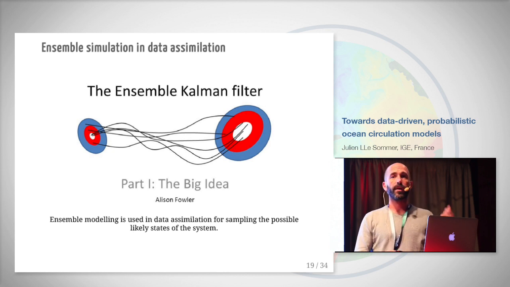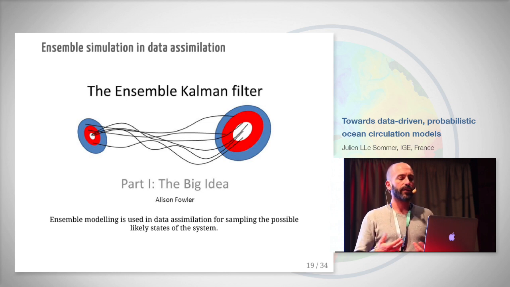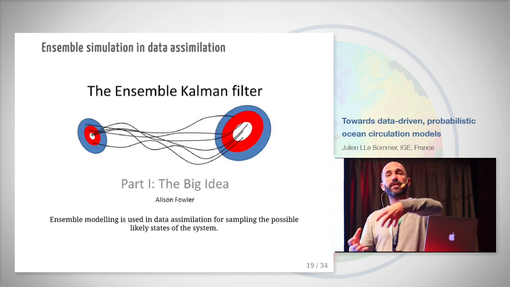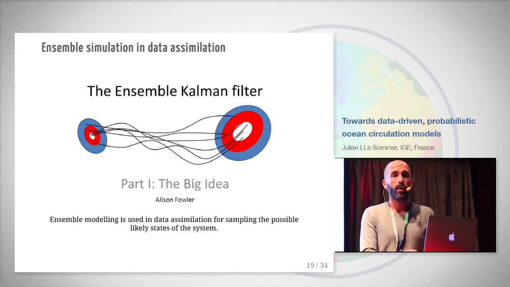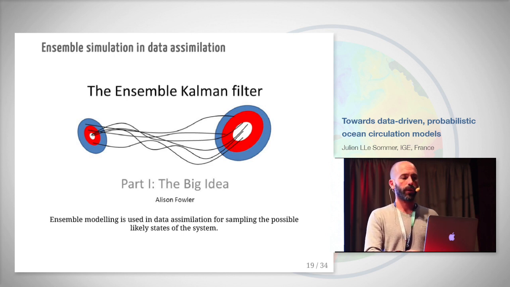PDF with the observations. Obviously, there are conditions for this to work, but basically the idea is that you're sampling the possible states of your system, given your observations and your uncertainties, with an ensemble of simulations. So you're sampling a PDF here. That's obvious to you, but that's not obvious to most ocean modelers who don't work with data assimilation.